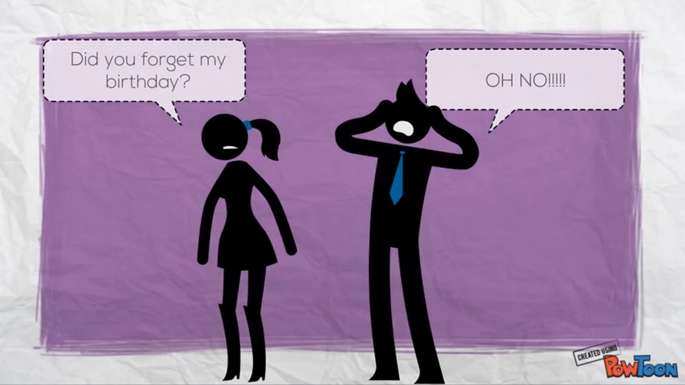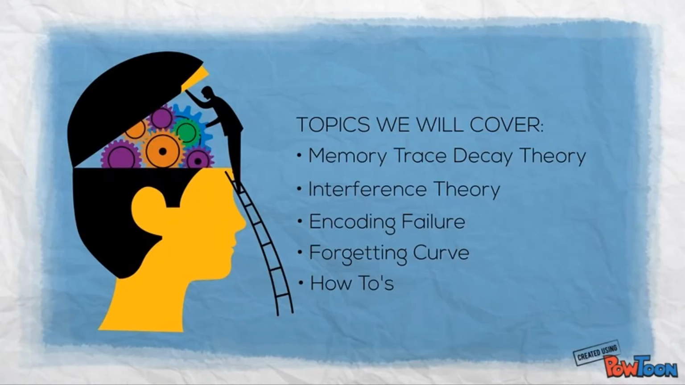To better understand these kinds of examples, let's visit different theories as to why we forget, and give examples for each. The topics we will be going over today are memory trace decay theory, interference theory, encoding failure, forgetting curve, and how to.